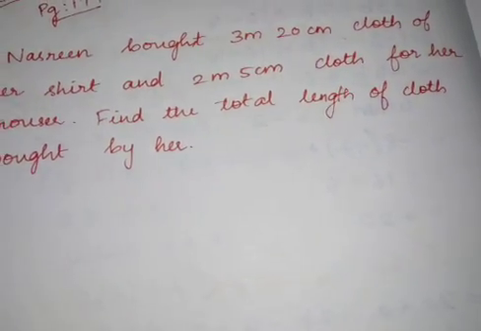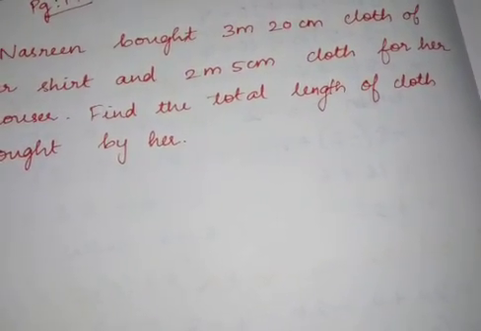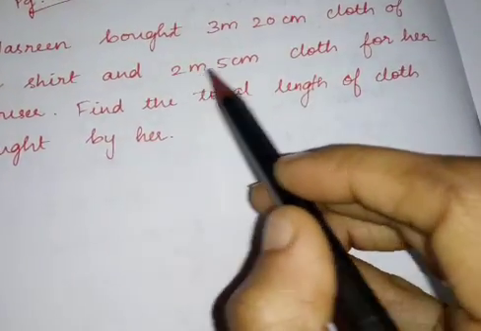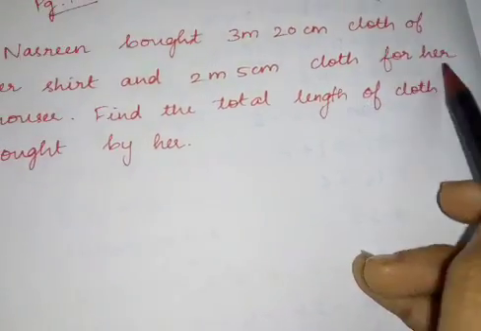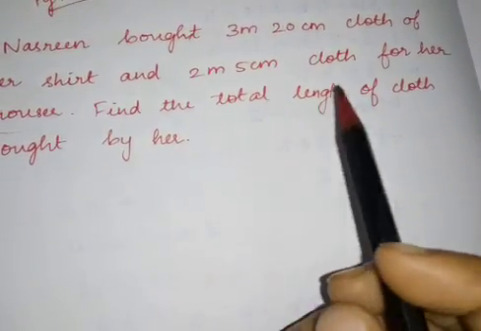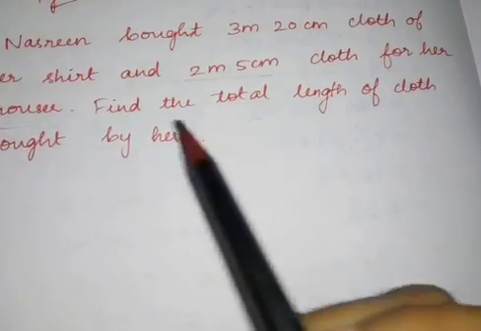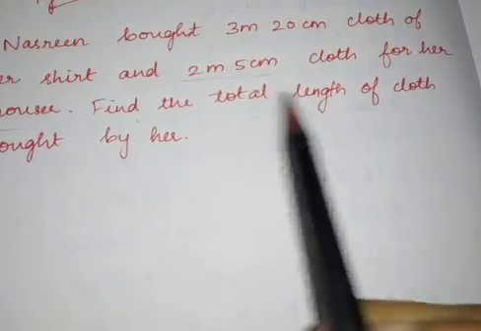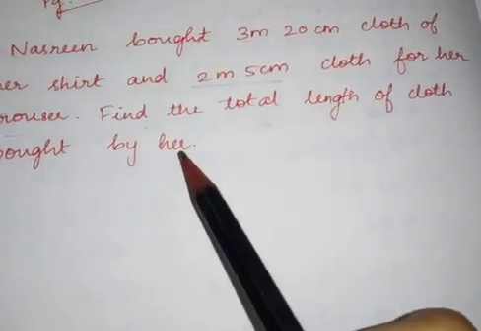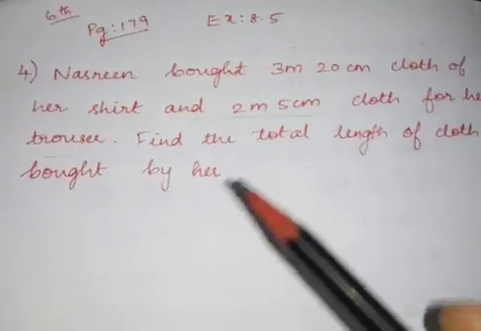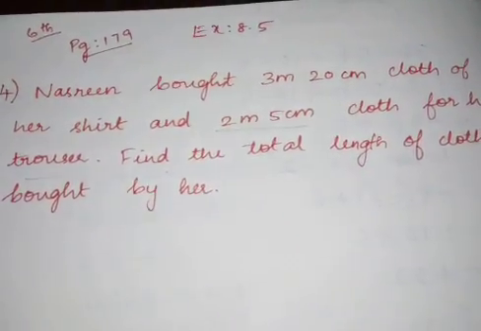Next, she bought 2 meter 5 centimeter cloth for her trouser. So how much is she buying for the trouser? 2 meter 5 centimeter. Find the total length of cloth bought by her. We are going to find the total length of the cloth.